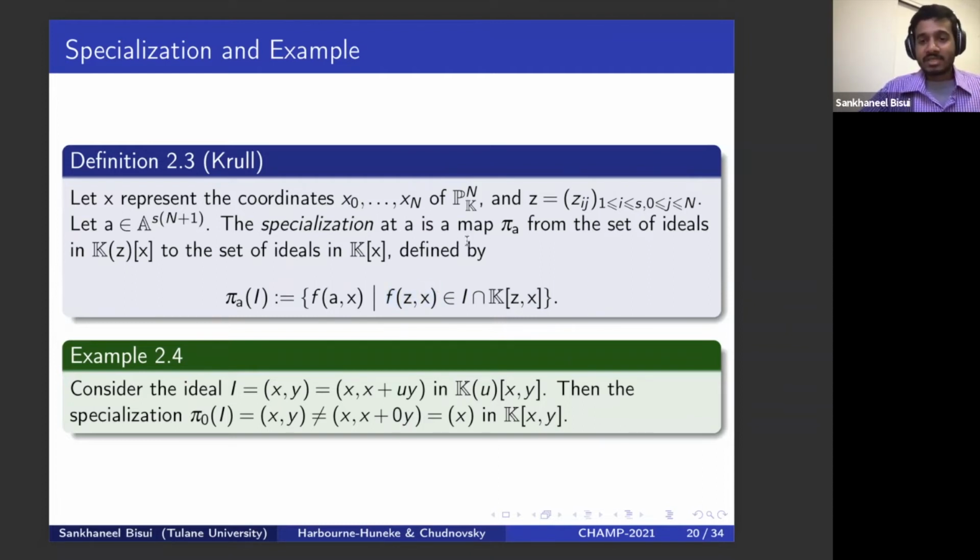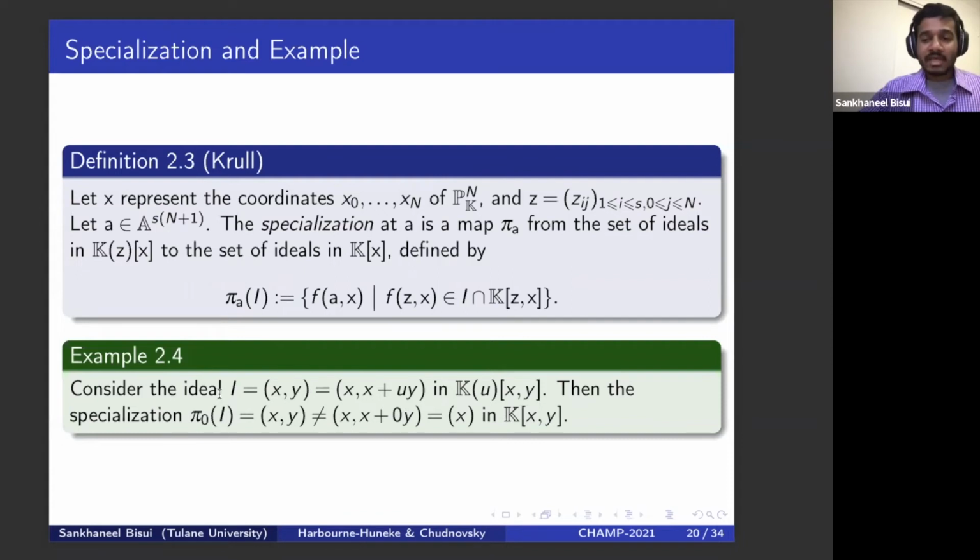And thus the specialization map pi gives an ideal inside the coordinate ring K[X]. Once again, X denotes all the coordinates x0 up to xn, and Z denotes the coordinates Zij. Now, specialization does have many interesting properties.